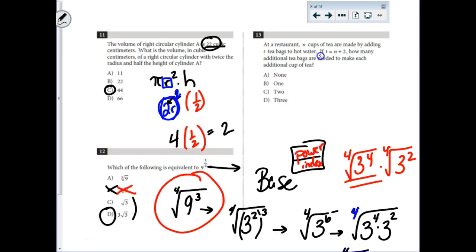Ready? At a restaurant, N cups of tea are being made by adding tea bags to hot water. This sounds like fascinating stuff. All right, so T equals N plus 2. How many additional tea bags are needed to make each additional cup of tea?